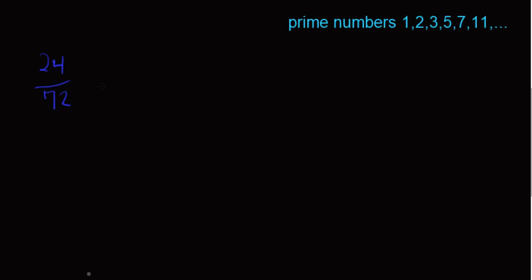24 over 72. Well, both even numbers, both divisible by 2. 12 times 2, 24. 36 times 2, 72. Let's get rid of these 2's now. I know 12 goes into 36 3 times, so 12 times 3, 1. That just gives me 1 over 3 in simplest form. Let's look at another example. Feel free to pause the video.